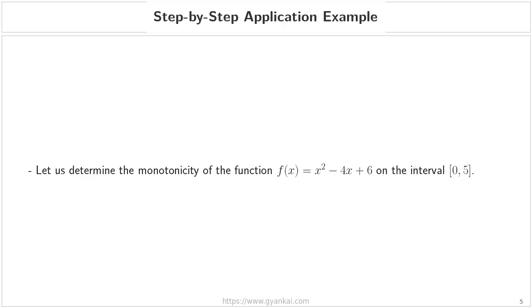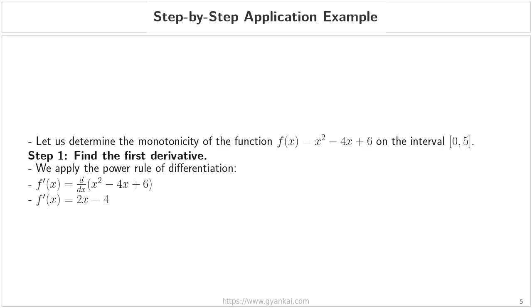Step-by-step application example. Now that we have established the theoretical foundation and the hiker analogy, let us apply these concepts to a practical example. We want to determine the monotonicity of the function f of x equals x squared minus 4x plus 6, specifically over the closed interval from 0 to 5. To begin, we move to step 1, finding the first derivative.